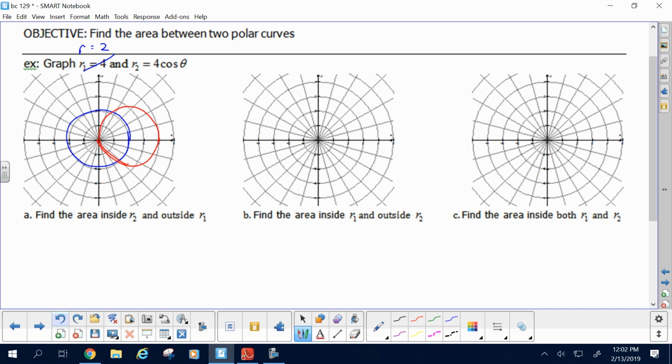All right. Now, this graph then, let's talk area inside r2 and outside r1. You guys, like I said, are pretty stinking brilliant. Did you see the last test though?